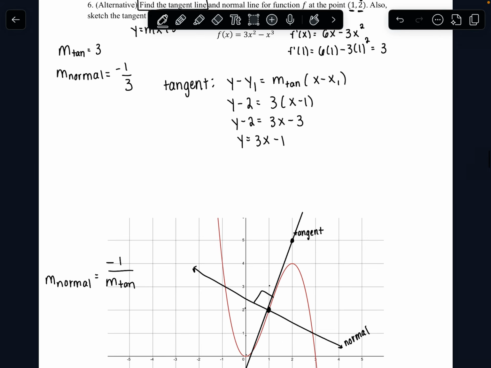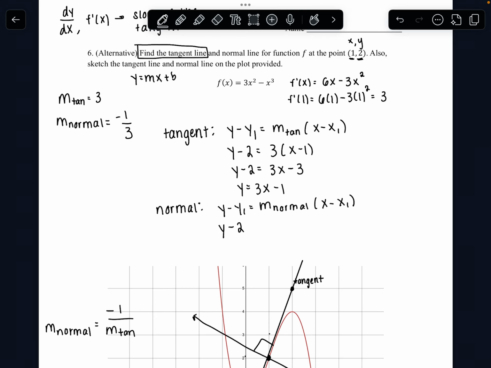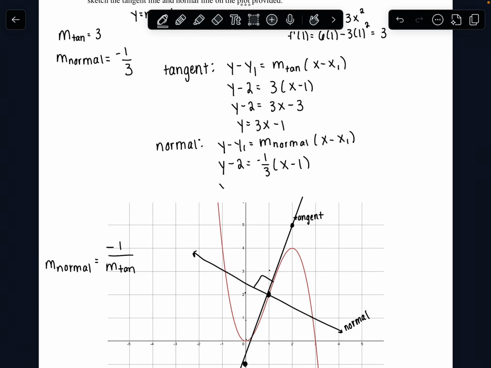Okay, cool. My normal line. y minus y1 equals m normal times (x minus x1). So I have y minus 2, because that's the point we're given, equals negative 1/3 times (x minus 1). So y minus 2 equals negative 1/3 x plus 1/3. Add the 2 over, that's what, 7/3?